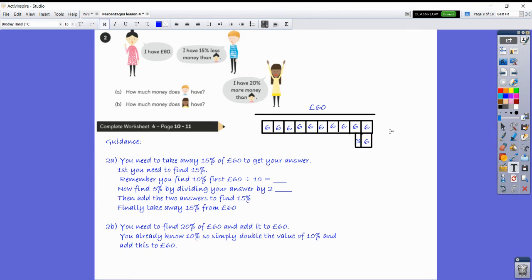So that's for 2A. So for 2B, it says, how much does the girl have? She has 20% more money. So we already know what 10% is. 10% is £6. So to find 20%, we simply double 10%, so double 6, and then add that value on to 60. So once you've completed your guided practice, go into the workbook. It's worksheet 4 on pages 10 to 11, and then go on to your reasoning.